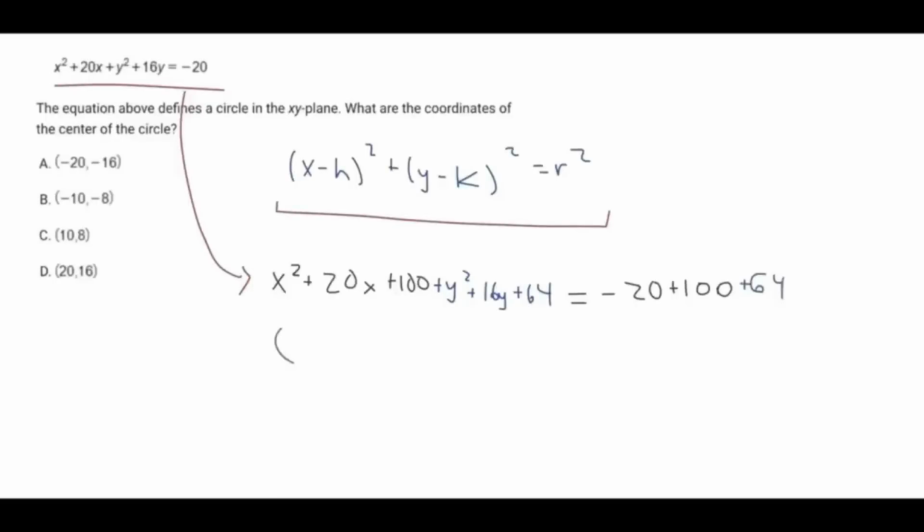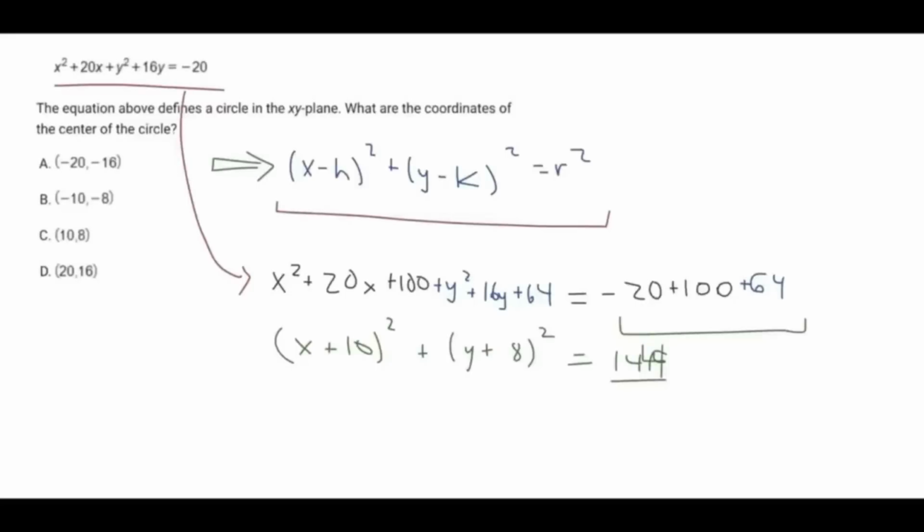So here, this is going to factor out to just x plus 10 squared. All right, and then this side is going to become y plus 8 squared. And this thing over here computes to 144. Now it matches up with the circle formula, right? This is 144. There we go.